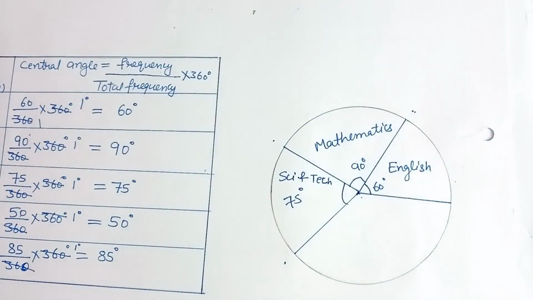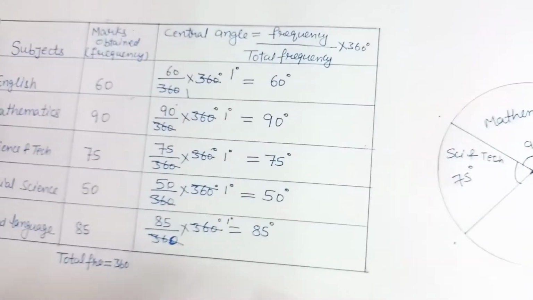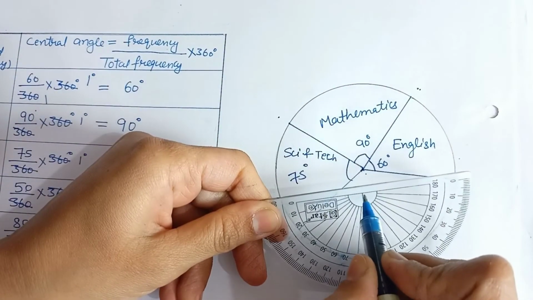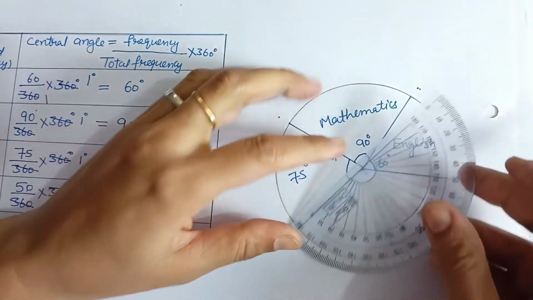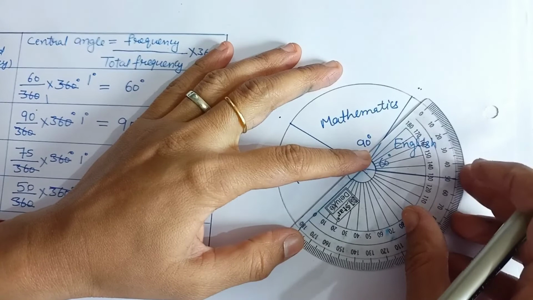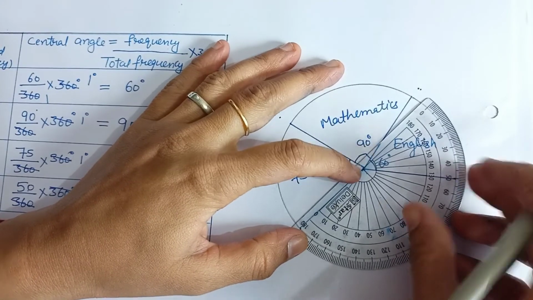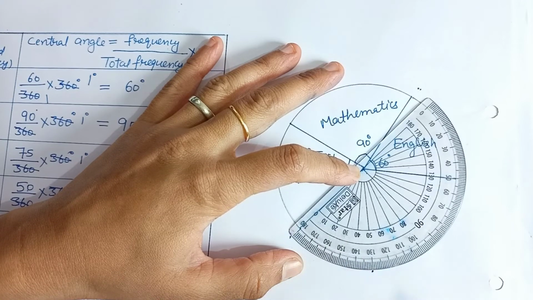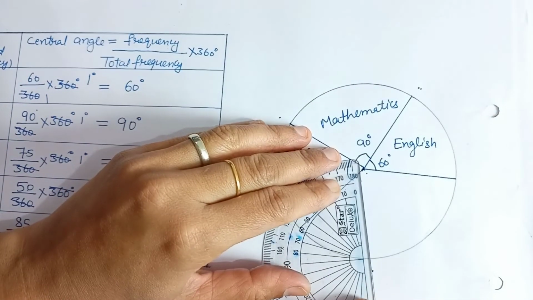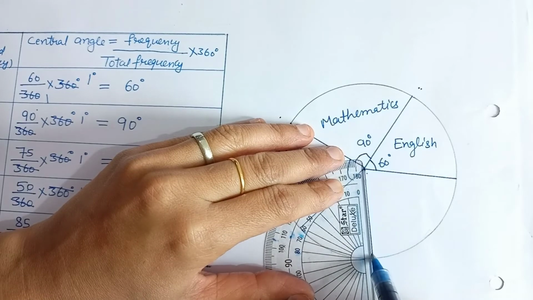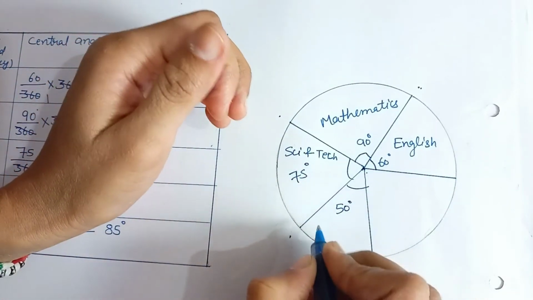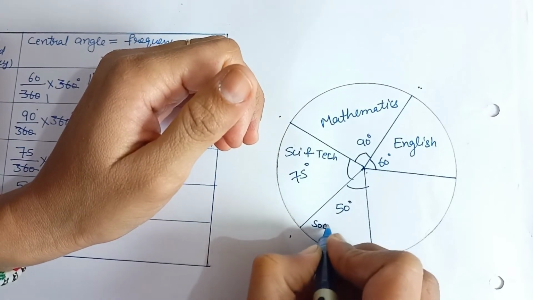Next is social science. The central angle for social science is 50 degree. Again this point will coincide with the center and this 0 degree line over this. And read 50. 0, 10, 20, 30, 40, 50. This is 50. Join this, but within the circle only. This is 50 degree and this is for social science.